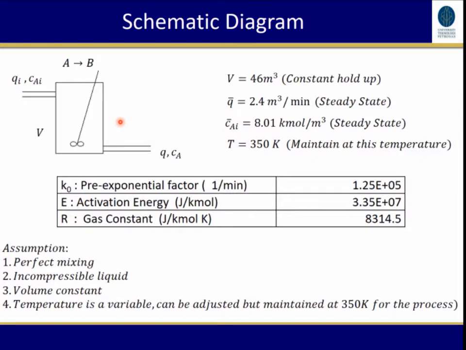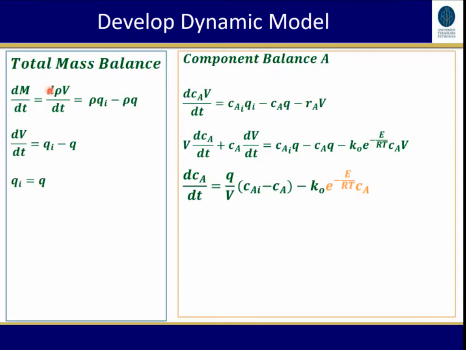And the third one is a real constant, as we see in the question. And the final one is what I said just now, temperature is a variable. It can be adjusted but is maintained at 350 Kelvin for the process. So let's solve the first question, which is the total mass balance.